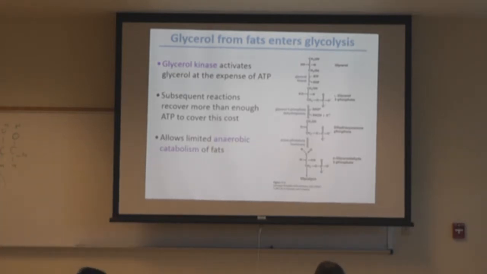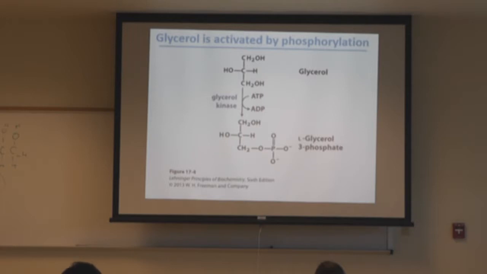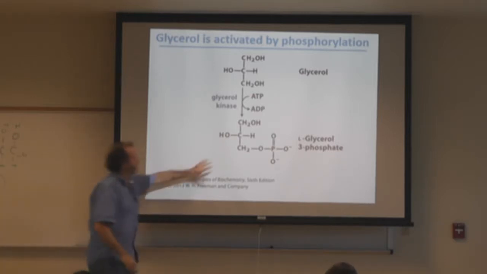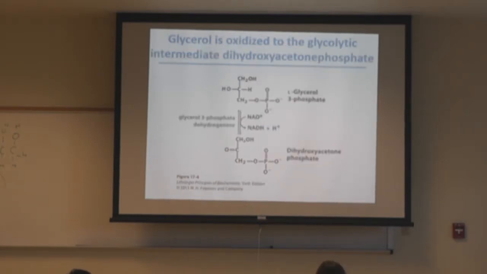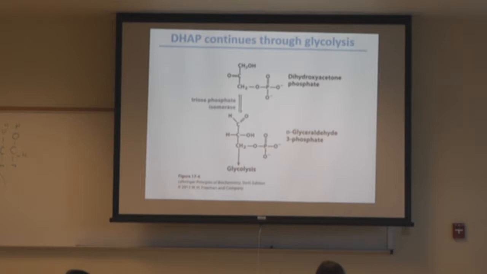Remember, you can't get sugar from the free fatty acids, but glycerol is the only part of fat that you can make sugar out of. Glycerol is activated by phosphorylation. Now, these are just the steps that we just went through, right? So glycerol kinase phosphorylates. You can't just add the phosphate, you need ATP to do that. And then it's oxidized with NAD accepting those electrons to dihydroxyacetone phosphate. And then triose phosphate isomerase will convert that to D-glyceraldehyde 3-phosphate, and then it'll go on through the normal glycolytic pathway.